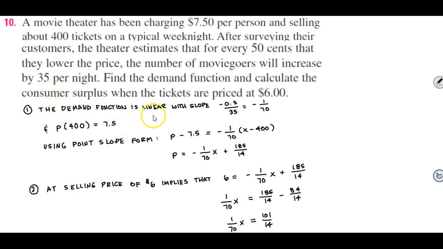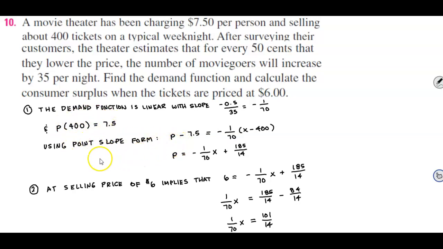So the demand function is linear with a slope, and that slope is negative 0.5, which is the 50 cents, divided by 35. If we reduce that and turn it into a fraction, we would get negative 1 over 70. So we know that this is the slope. Now we know that at 400 tickets, it's going to equal $7.50. So we know that this is a point on the graph where the value for x is 400 and the value for p is 7.5.